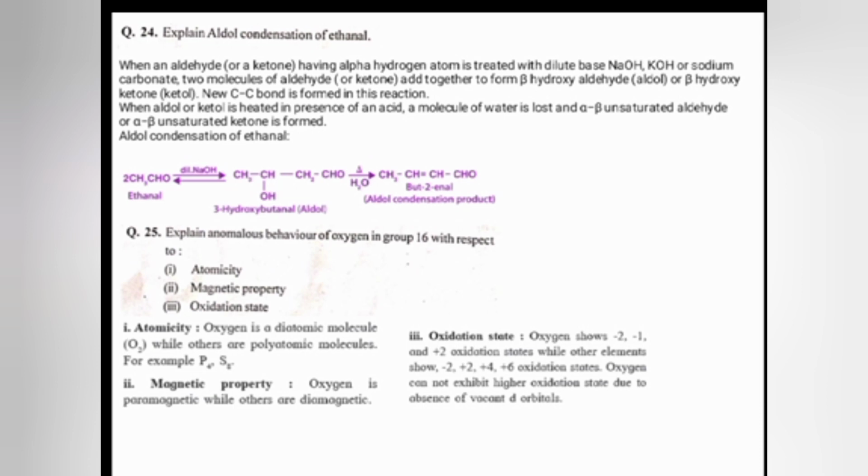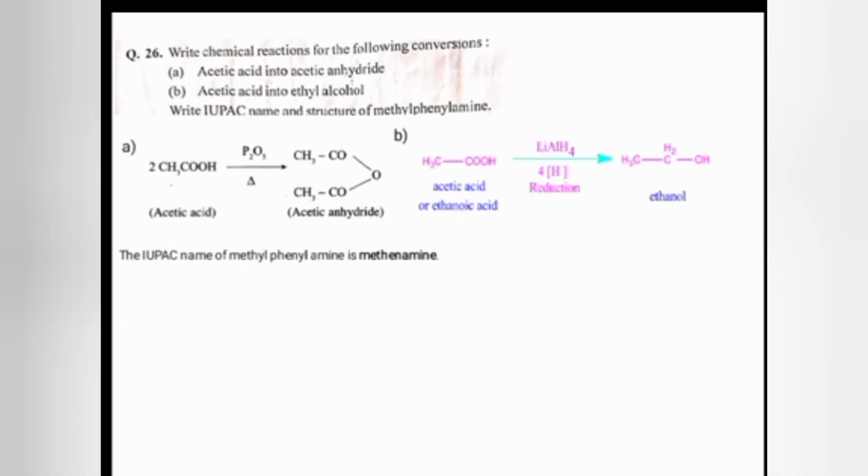Oxygen is the first element of its group, showing different properties than the other group elements. The other elements are diamagnetic in nature. Oxidation state: oxygen shows -1, -2, +2 oxidation states, while the other elements show +2, +4, +6 and -2 oxidation states, due to the presence of vacant d orbitals. Oxygen does not contain vacant d orbitals, so it shows lower oxidation states.